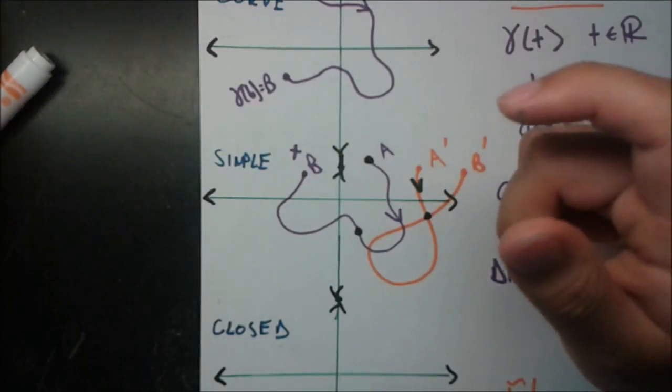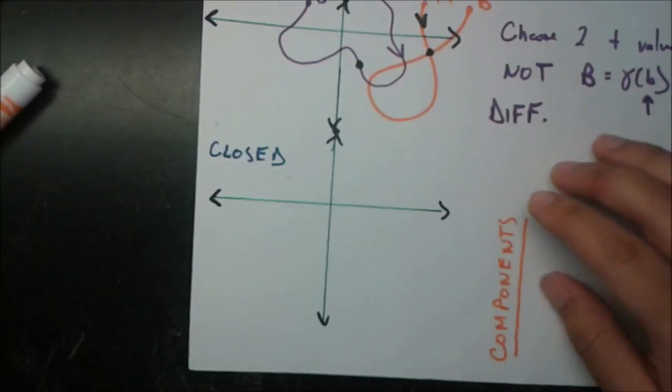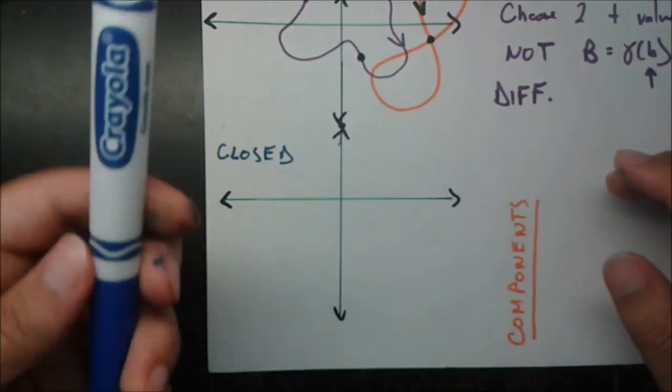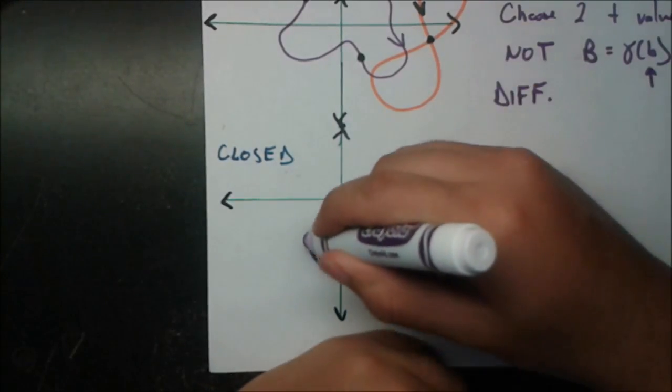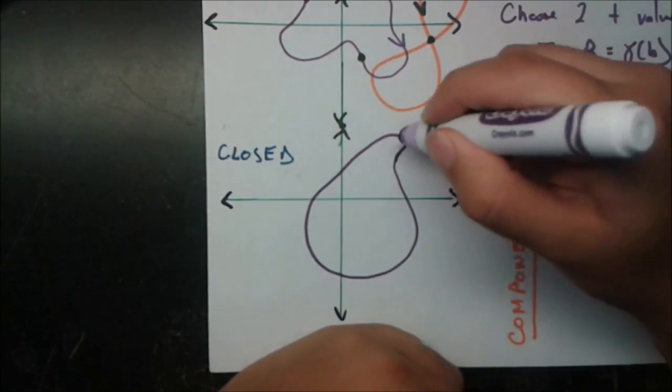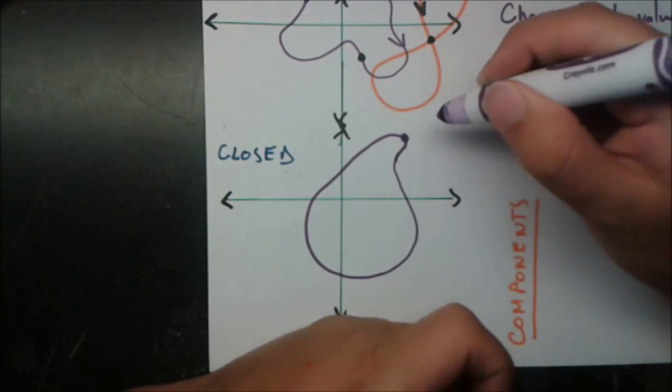So just the basic thing to keep in mind, they do not intersect themselves. Now a closed curve is more intuitive. It's basically a curve that is like a loop. So here is a closed curve. And of course, you need a starting point and end point.